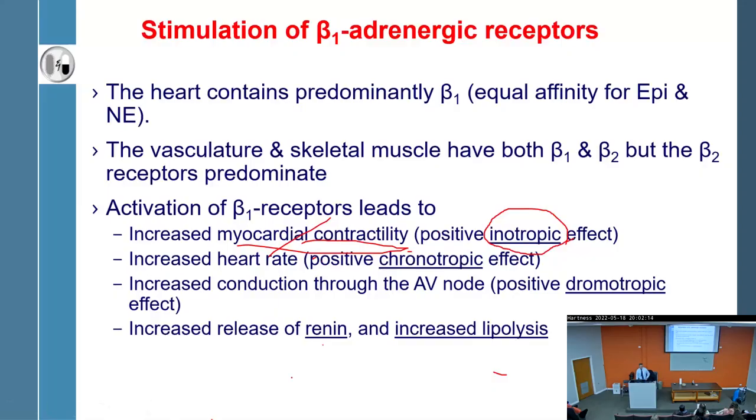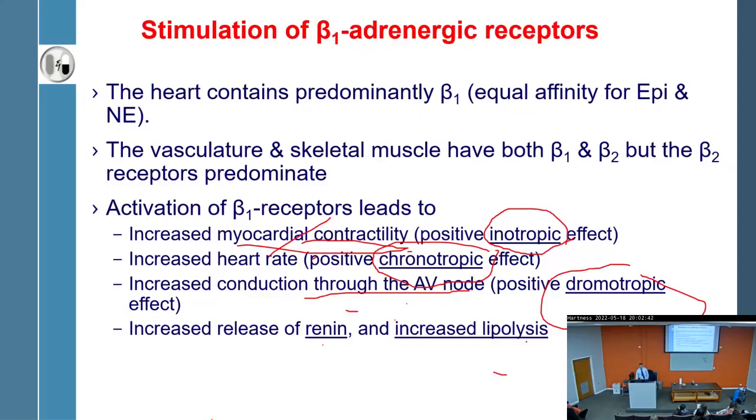Okay? Conduction, we're not going to talk much about that process, but we'll talk in detail later. The conduction through the cardiac conduction system is called dromotropy. That also will increase. Okay? And the increasing heart rate, increasing chronotropy. So we have inotropy, chronotropy, and dromotropy, and all of that can increase due to beta receptor activity.